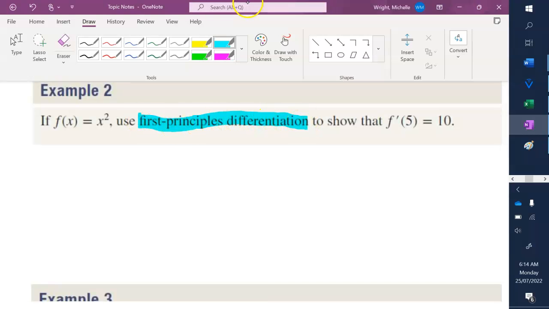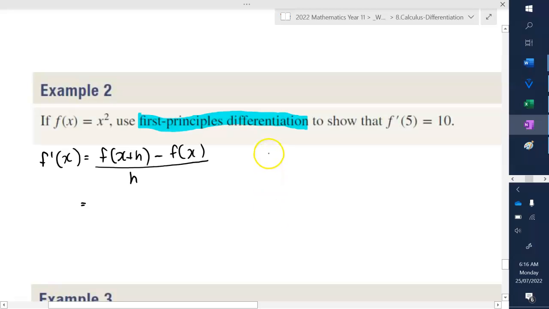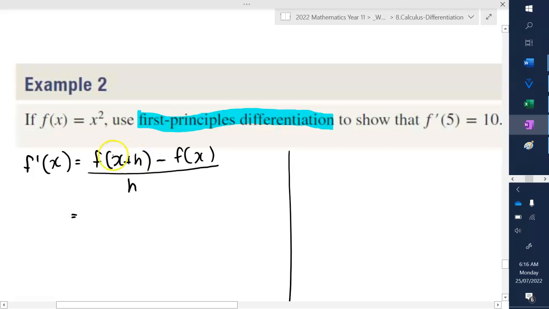So let's start by writing down our rule for that. Okay, there are a couple of ways that we can do this. We can go straight and work through with our x's, which is the way I normally do it, or we could put our 5 straight in now and work with that. So I'm going to do it my usual way, but we could also look at it another way as well. So f of x plus h means wherever there was an x, we're going to replace it with x plus h. There's our function, so we're going to start with x plus h squared. That's our f of x plus h, minus x squared. That's our f of x. And it's all over h.